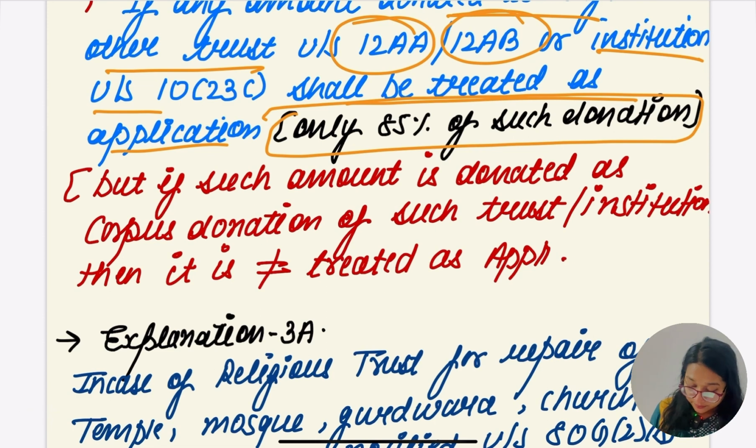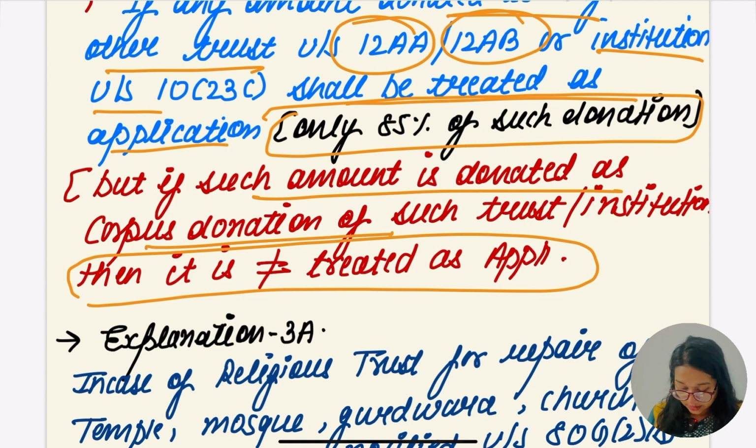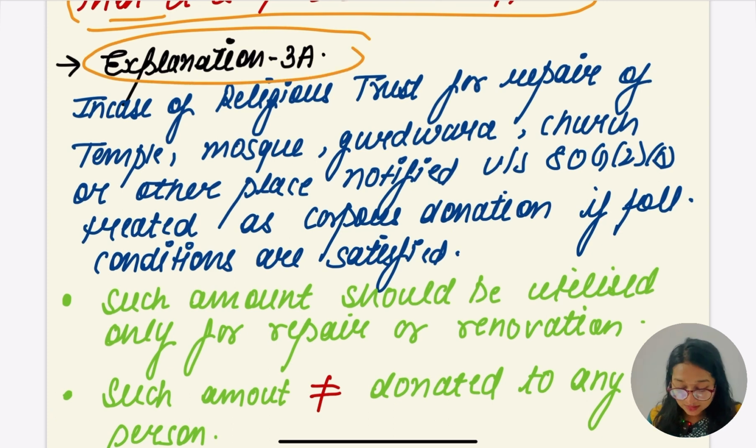Okay, if such amount is donated as corpus donation of such trust institution, then it is not treated as application. Let me say it again: if such amount is donated as corpus donation of such trust institution, then it shall not be treated as application. If corpus donation is given as donation for the other institution, in that case that is not going to be applied income.